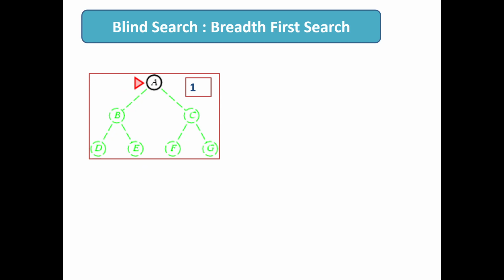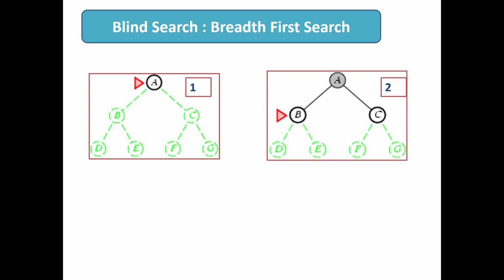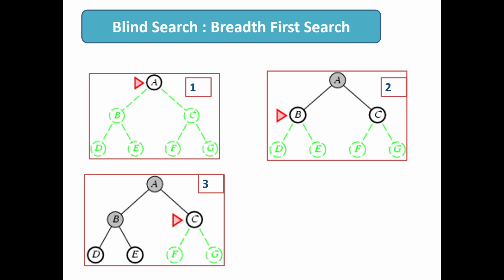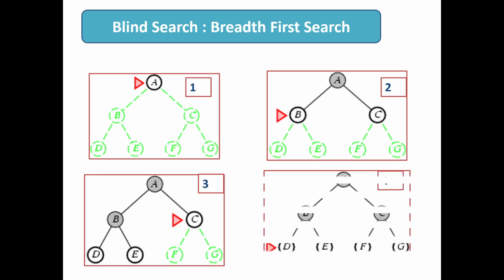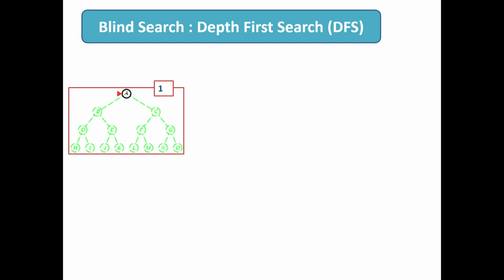Then the first one is about blind searches, breadth first search, BFS. How do we search? We are starting from the root node. Then level by level, we are searching for the goal. Here first A, then we are visiting B, C. Again, if the goal is not found, we visit D, E, and F, G. This is the way we are visiting in this BFS method.